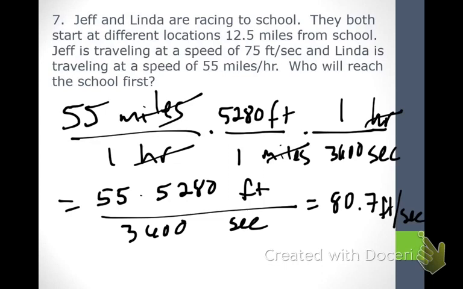So who's going faster? Linda. I think Linda is. Because last time I checked, 80.7 is faster than 75. And so that means Linda's going to reach school first. Right? Good.